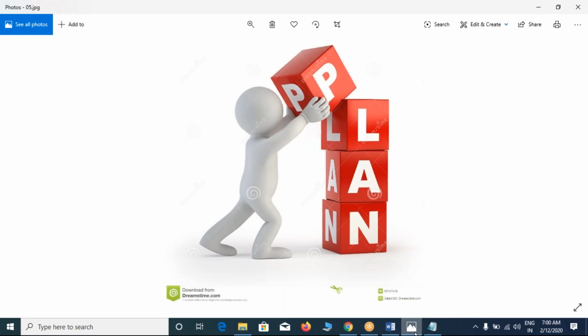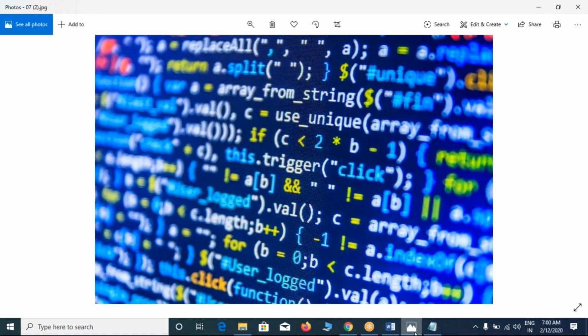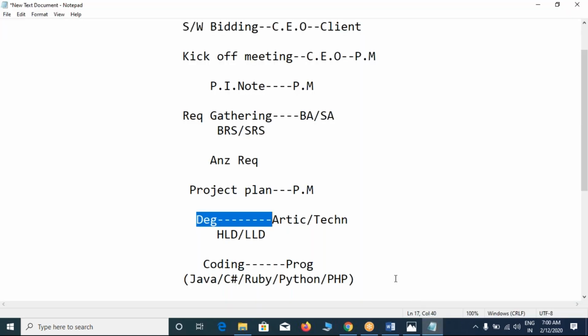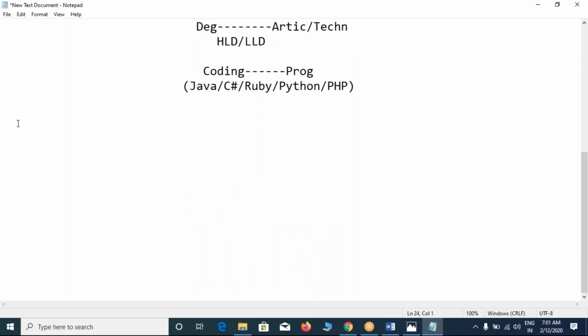After that, the plan. The plan is prepared by the project manager. Design is done by the architect or technical team. They design two types of design documents, high level design and low level design. Next phase, coding. Coding is done by the programmer, based on the requirements, plan, and design. Guys, after coding, what is the next phase? Give me the answer in the chat box. Yes, testing. Very good. So next phase, testing.